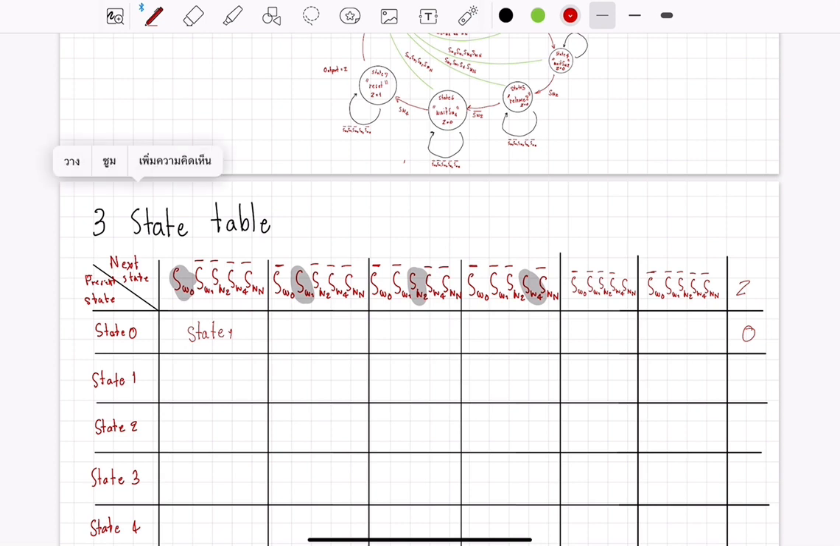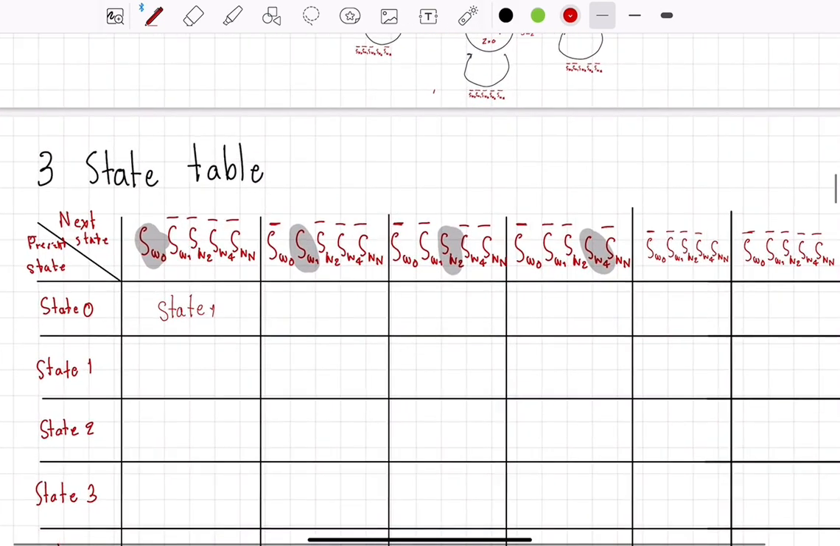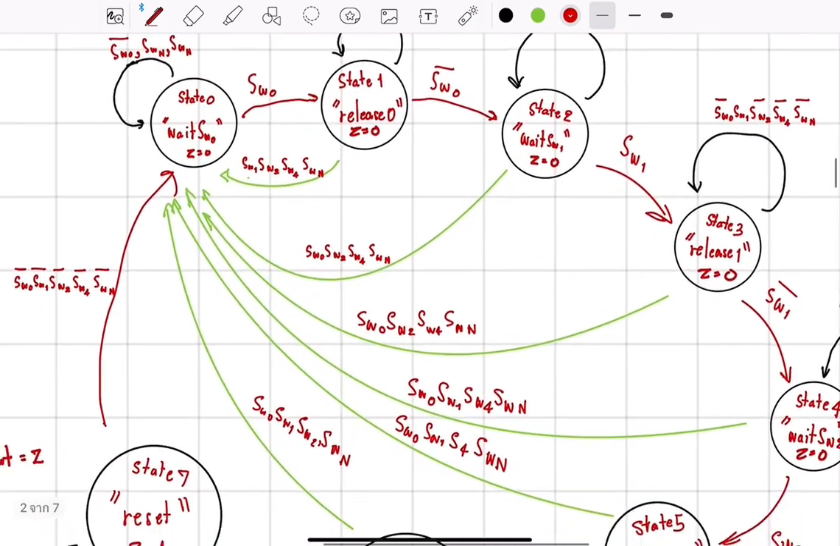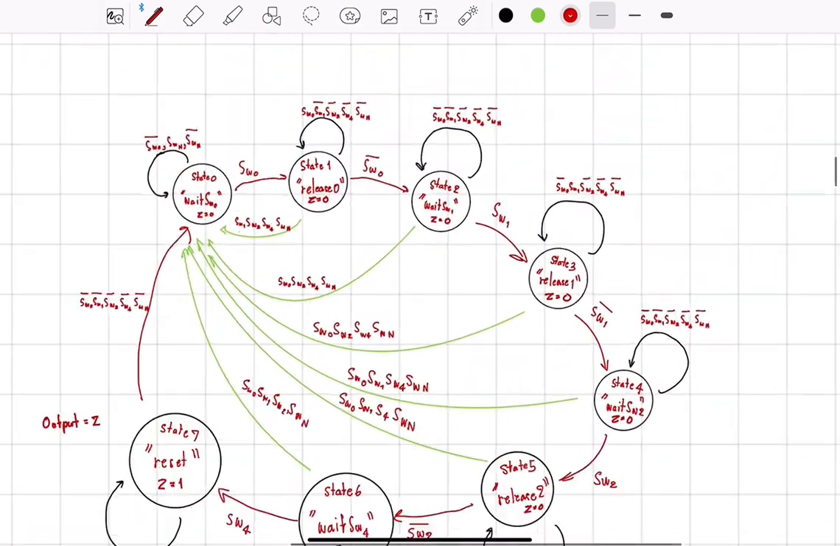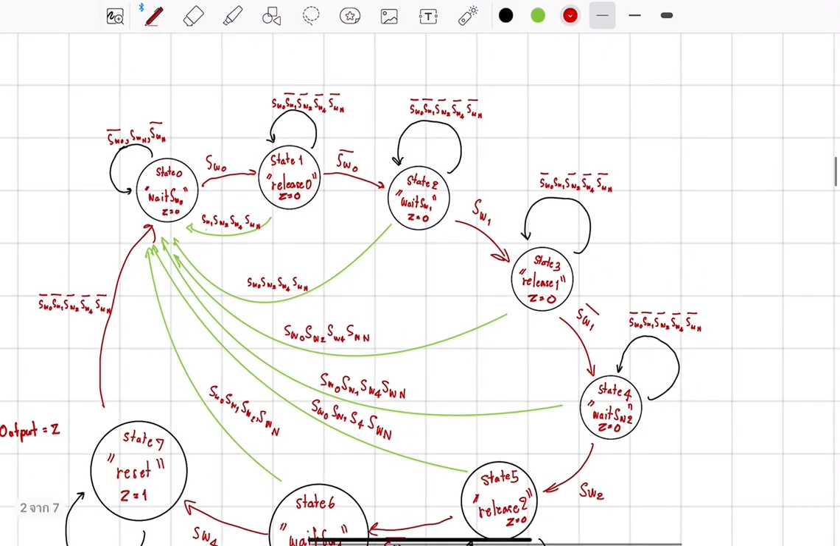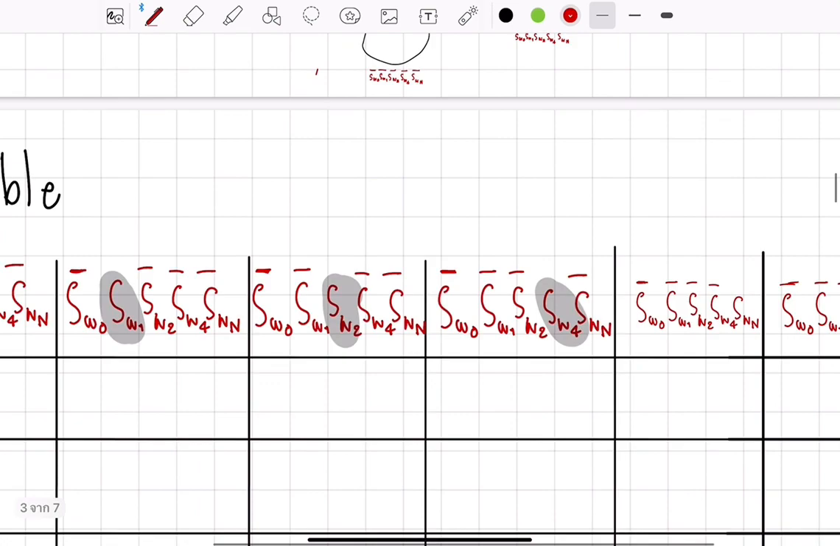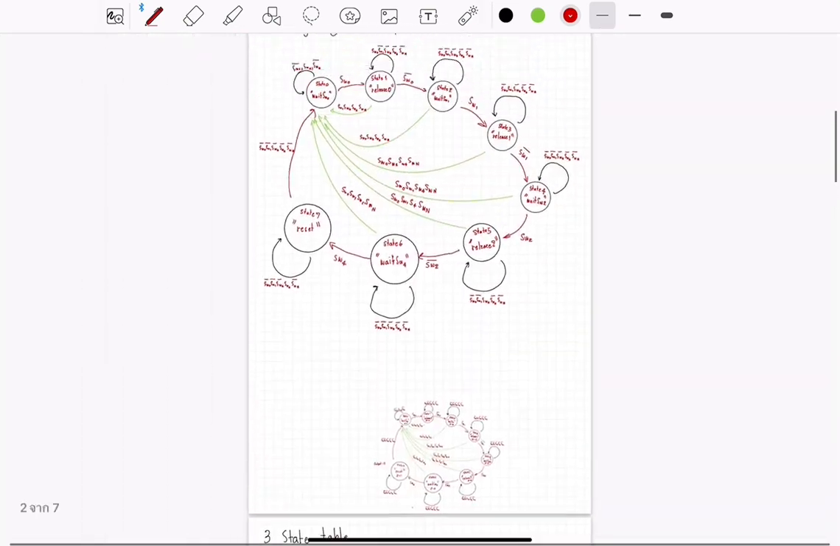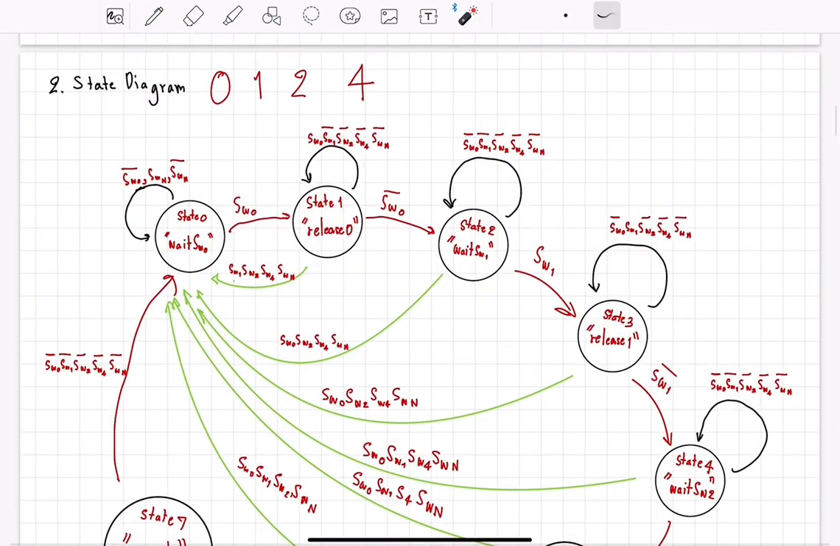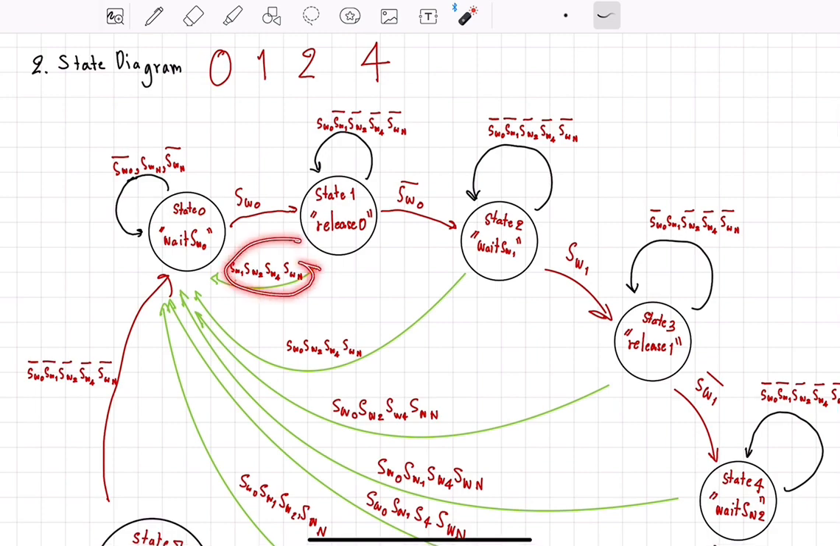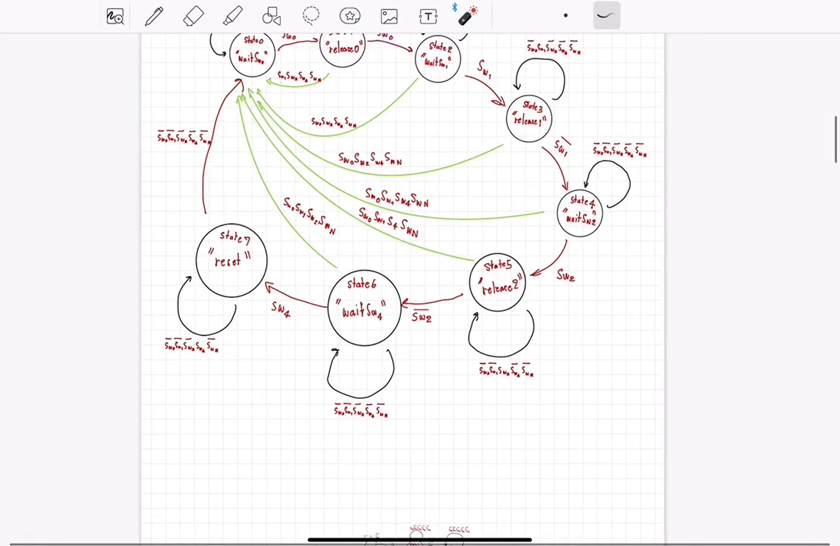Now state 1. Beautiful. Looking at state 1: when I don't put state 0, I go to state 2. If I put state 0, it means working again in state 1. When I put state 1, state 2, state 4, it goes to state 0.